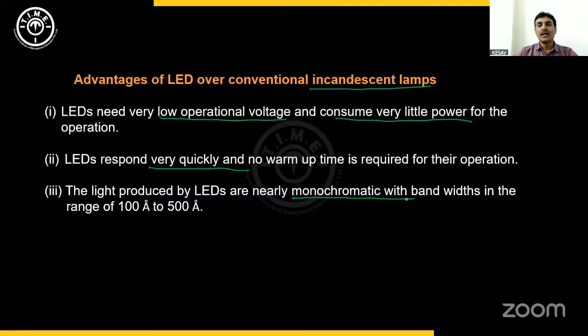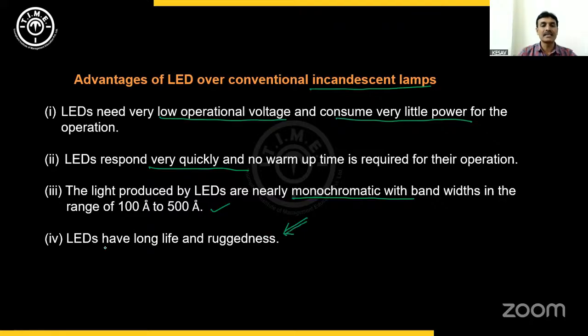With bandwidths in the range of 100 angstrom to 500 angstrom, we get the output light from LEDs. Another important point that attracts the attention of the public is that LEDs have very long life, ruggedness, low power consumption and long life. And these LEDs have fast on-off switching capability. Though you switch it on and off quickly, it won't get damaged almost.